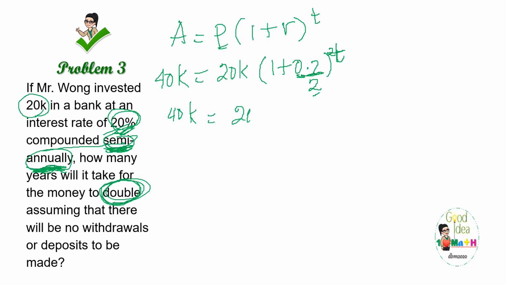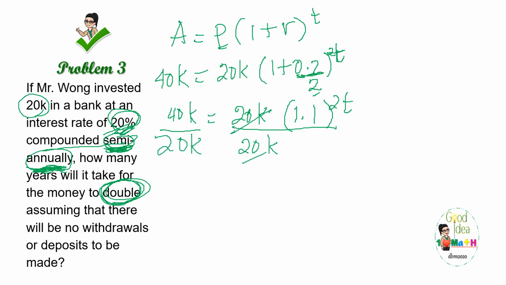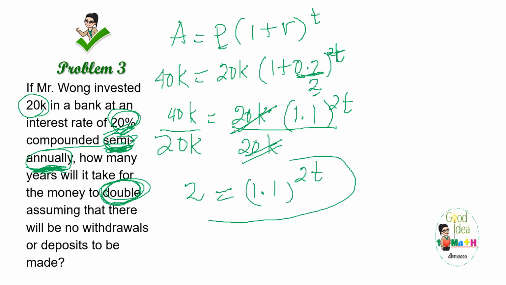40,000 is equal to 20,000. And then let's simplify this. 1 plus 0.2, so you divide first. 0.2 divided by 2 is 0.1 plus 1. This will become 1.1 and then raised to 2t. Next, divide both sides by 20,000. So cancel 20,000 here. Then 40,000 divided by 20,000 is 2 again. And then no more 20,000 here. Copy 1.1 raised to 2t.